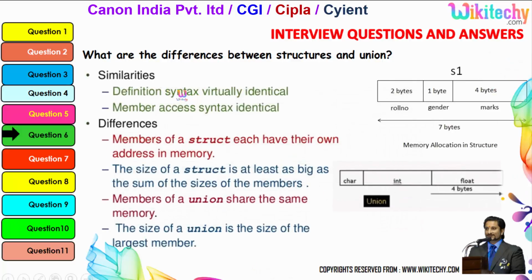So the definition syntax is virtually identical. The member access syntax is identical, but the members of a structure each have their own memory address. So the size of the structure is the addition of all three. Over here, members of a union share the same memory. The size of the union is the size of the largest member.